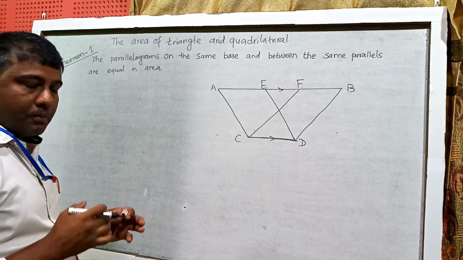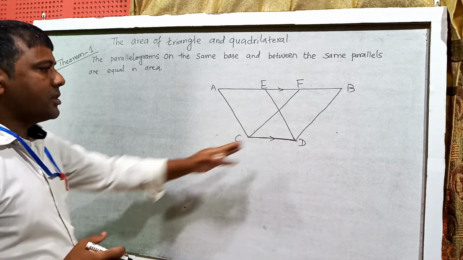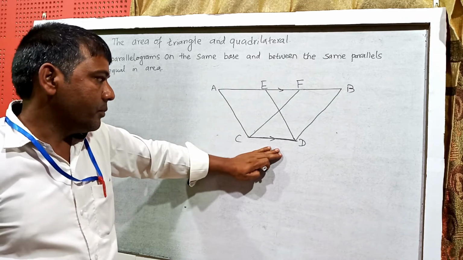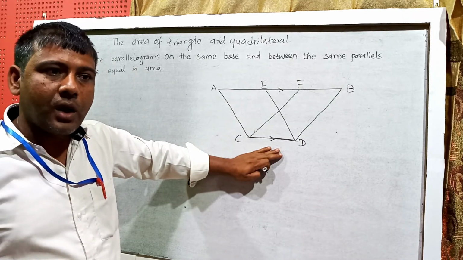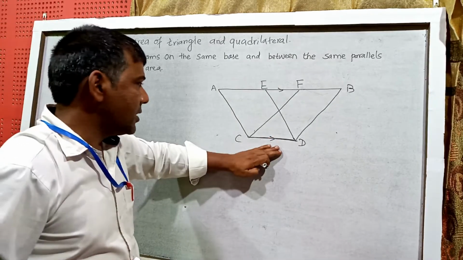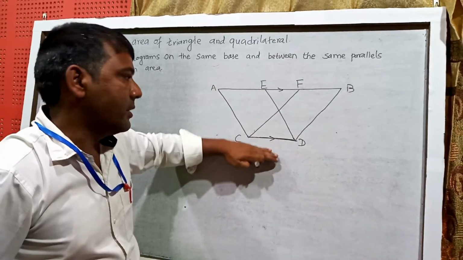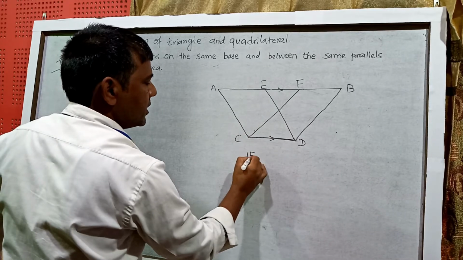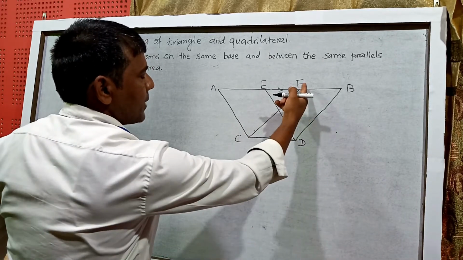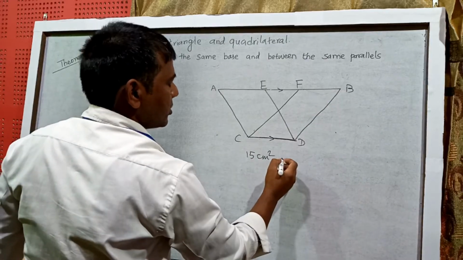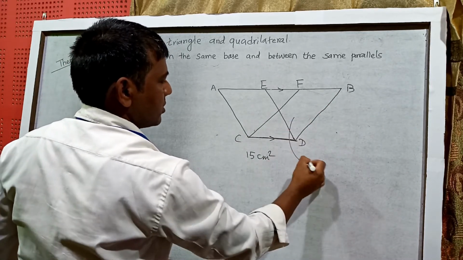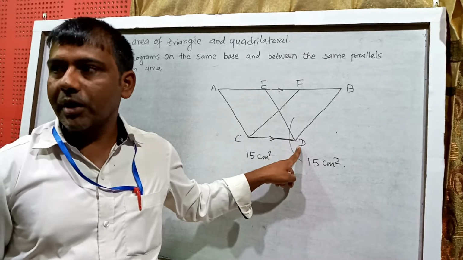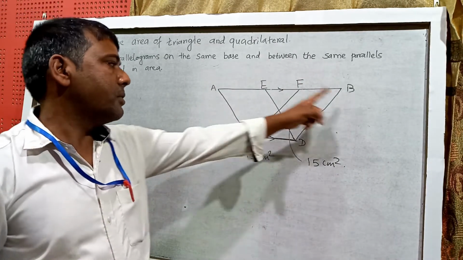The area of the parallelograms which are standing on the same base and between the same parallel lines are equal in area. If the area of this parallelogram ACDE is 15 cm square, then the area of parallelogram FCDB is also 15 cm square. Its area is also 15 cm square because they are standing on the same base CD and between the same parallel lines AB and CD.